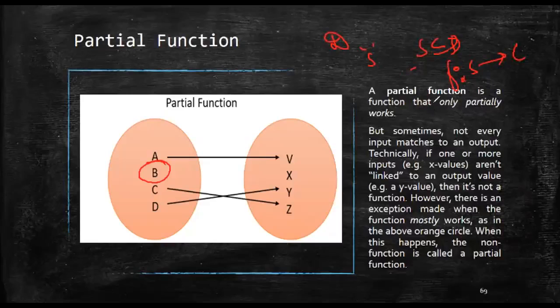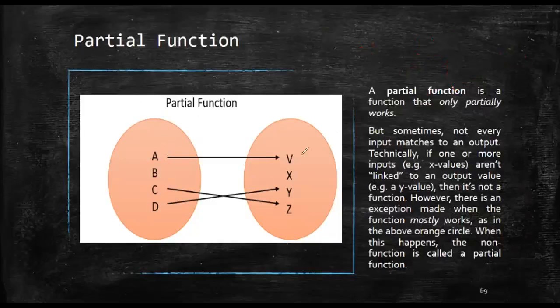So whenever we consider only a few of the elements of the domain, it is known as a partial function. Sometimes not every input matches to an output. Technically, if one or more inputs aren't linked to an output value, then it's not a function. However, an exception is made when the function mostly works. So this is your function, and this kind of function is known as a partial function.